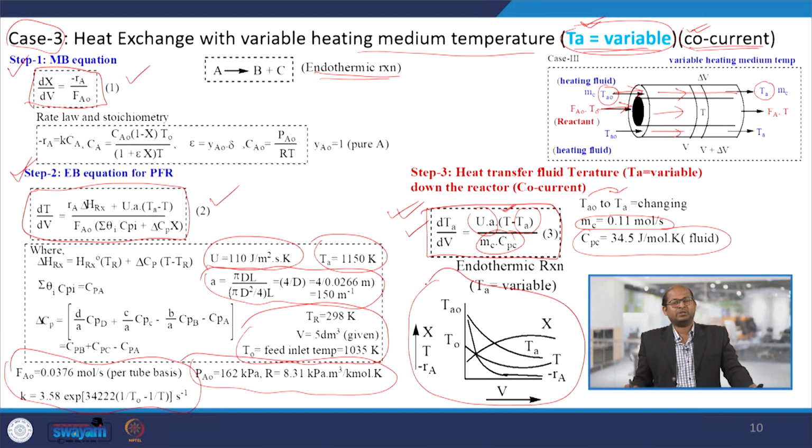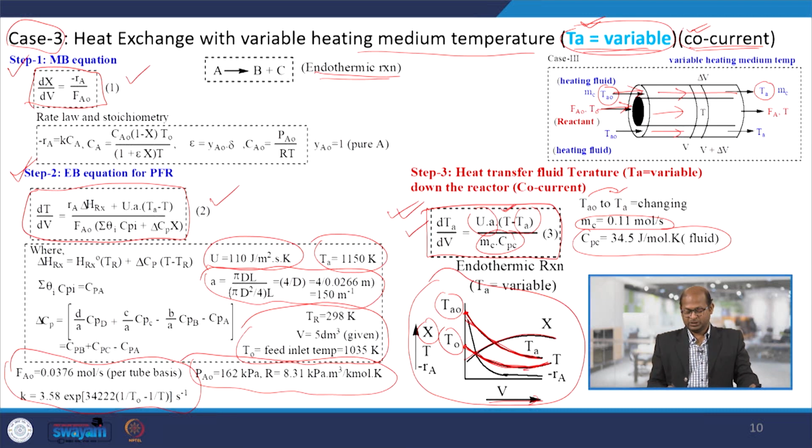Okay. So, here the temperature of the heating medium is variable. You can see the x axis is the volume and the y axis is the conversion, which is progressing like this. The heat transfer fluid temperature started here, and with progress of the reaction it varies like this along the reactor, since the reaction is endothermic and the outside coolant temperature will fall like this. And the reacting mixture we started at T naught, the feed temperature, and inside the reactor, with the endothermic reaction, the temperature will fall with progress of the reaction.